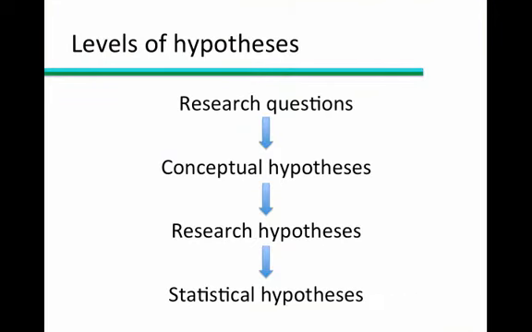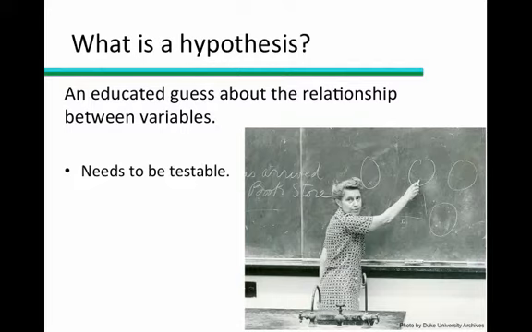In this lesson, we are going to talk about the process of moving from a broad research question to a testable hypothesis, and we will touch on the intermediate levels of hypotheses along the way. So, what is a hypothesis? A hypothesis is an educated guess about the relationship between variables. Most research begins with a hypothesis and collects data to either support or refute that hypothesis. Therefore, it is important to develop a hypothesis that is testable and addresses exactly what you want to know.